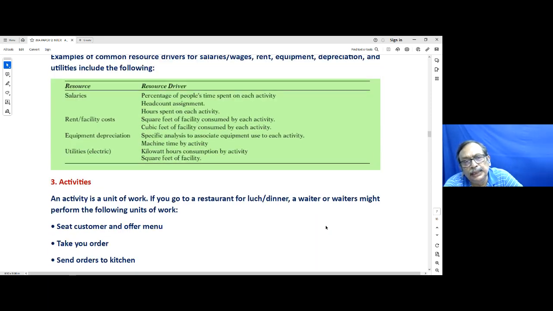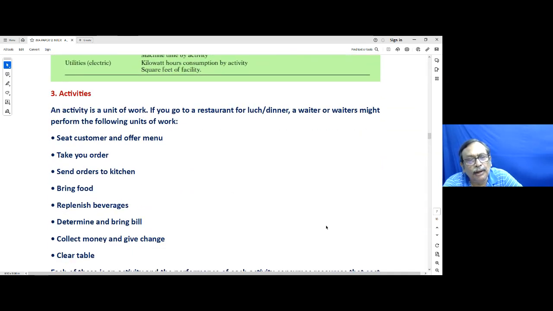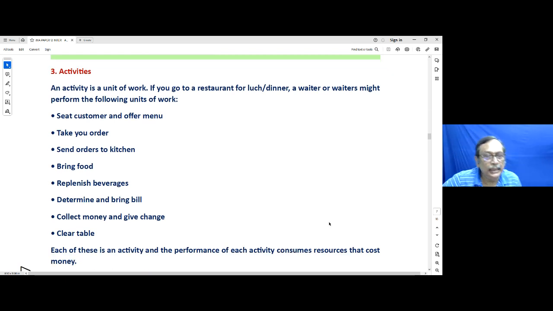So once we reach this, we come forward to activities. Now I'm giving you a practical example so that you can easily understand the meaning of activities. An activity is a unit of work. Just for an example, if you go to a restaurant for lunch or dinner, a waiter or waiters might perform the following units of work.